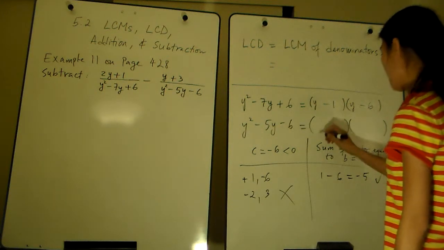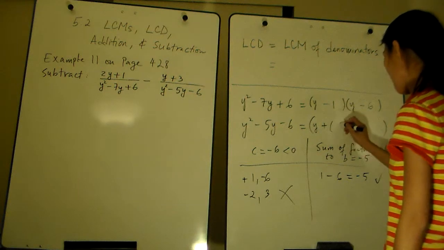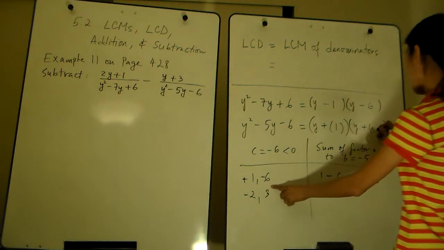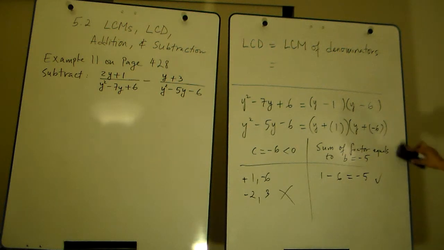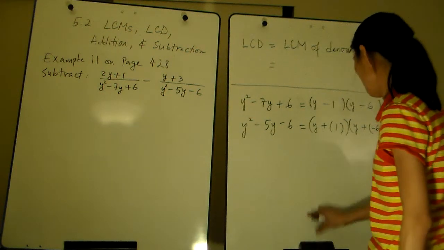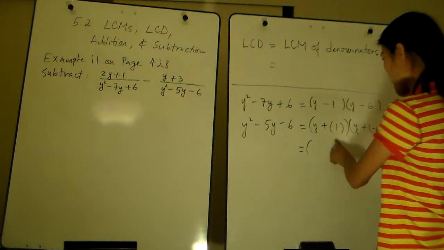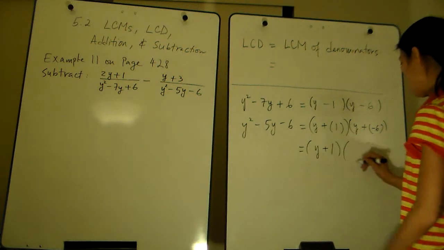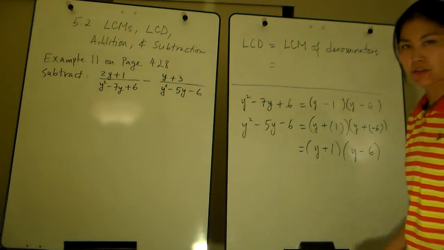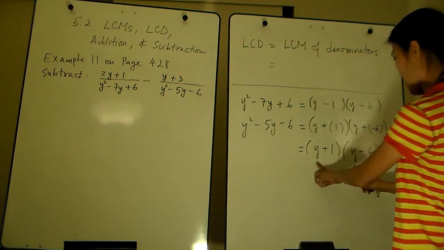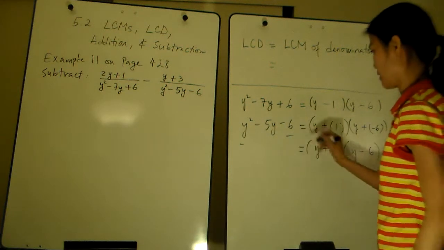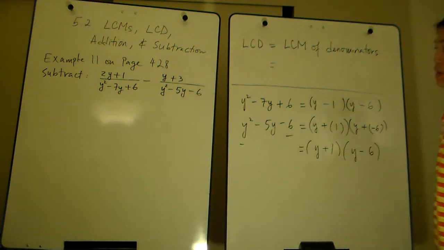So this is in terms of y, so we write y plus, fill in 1 here, fill in negative 6 here, and then we simplify. Equal y plus 1, this simplifies to y minus 6. Okay? Now let's test to see if we get the correct factors. y times y is y squared. Yep. So 1 times 6 is negative 6. Yes. Now the middle term, we try to see if we can get negative 5y.